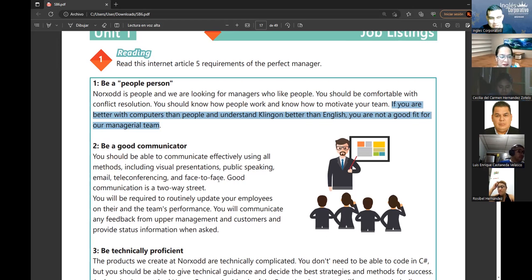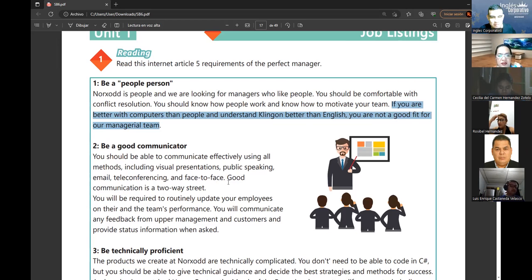Miss Rosibel, please. And face-to-face, good communication is a two-way street. You will be required to routinely update your employees on their and the team's performance. You will communicate feedback from upper management and customers and provide status information when asked. Stop, thank you.